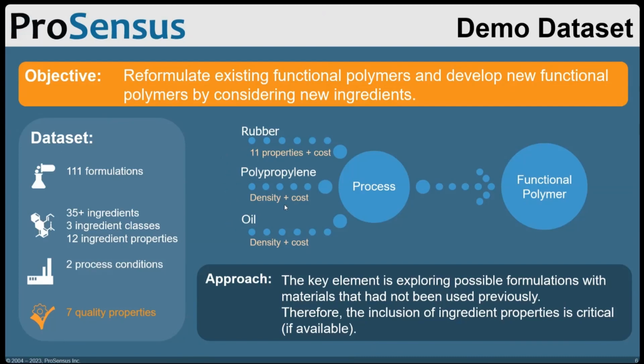And also we have 2 process conditions. It's a relatively simple process, and we measure 7 quality properties. So the key concept here is that they want to consider new rubbers. Setting up the model in a way to do that is important, and that is done through the inclusion of ingredient properties to quantify those ingredients. And I'll show you that in a bit.